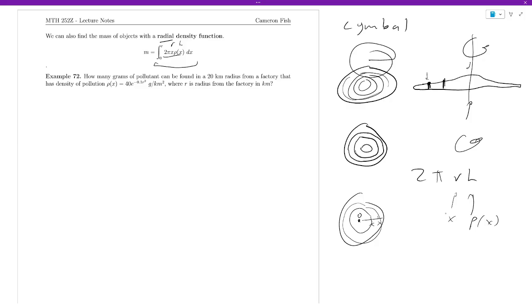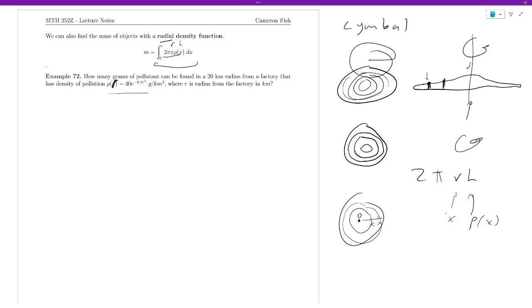Okay, let's read this example. How many grams of pollutant? All right, so this is not a symbol anymore, but it's okay. We can still do this. How many grams of pollutant can be found in a 20-kilometer radius from a factory that has a density of pollution of this function? This should be r here. Sorry, r. Rho of r.